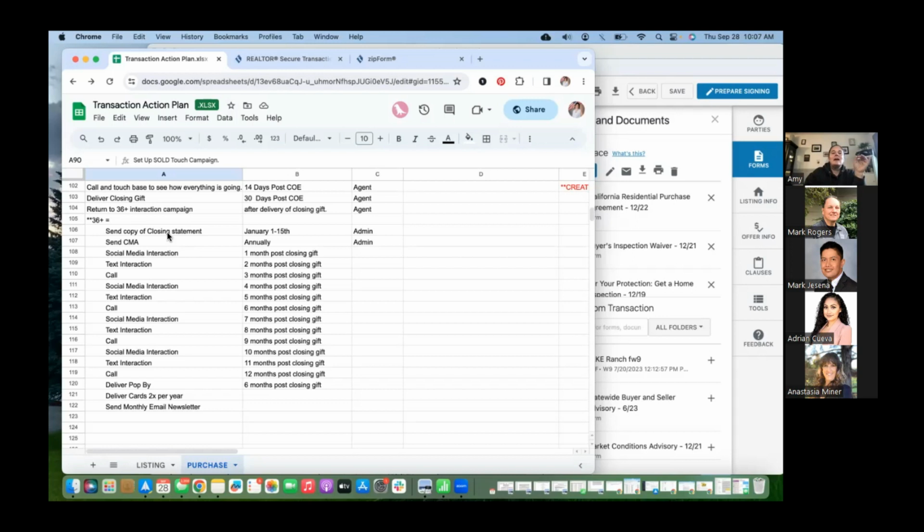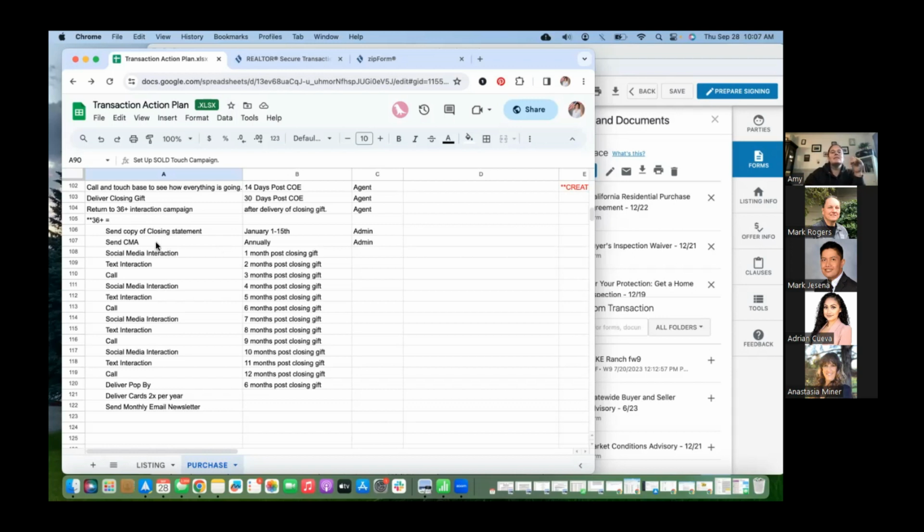So it's going to be, sometime around January 1st through the 5th, I'm going to send everybody who closed that previous year a copy of their closing statement. That way, when they get ready to do their taxes, it makes it really easy because they don't have to dig through their files or their email to find it. I've just sent them one. You can send it in the mail. It's probably better, but you can also send it via email. You can do both.